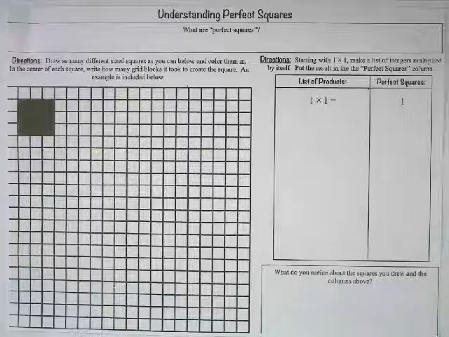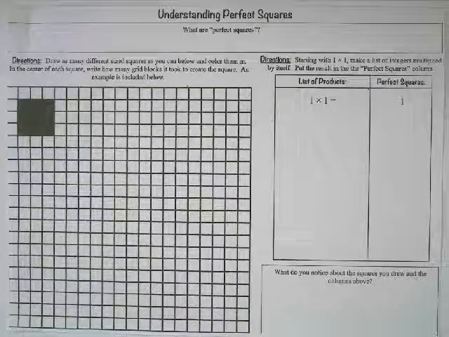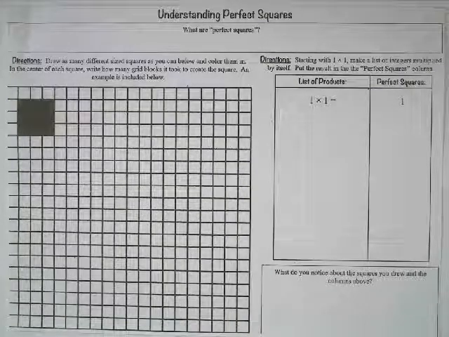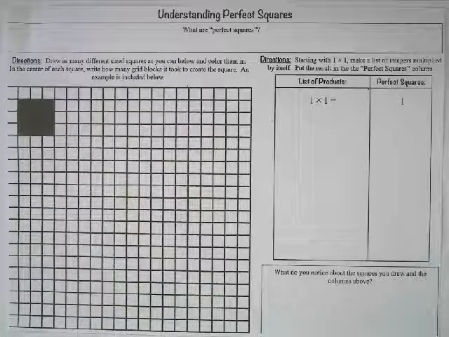Wildcats. Today we're going to talk about understanding perfect squares and then talking about square roots. What we're going to do is draw as many different size squares as we can, and we're going to color them in the center of each square. We're going to write in the grid blocks to create that square.